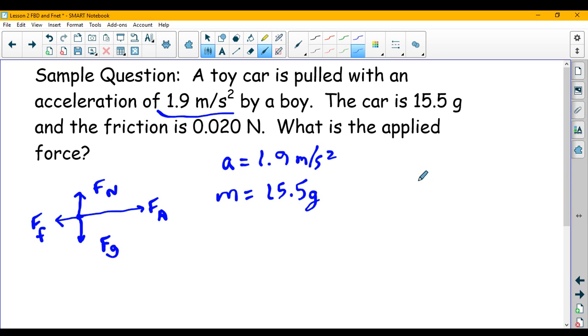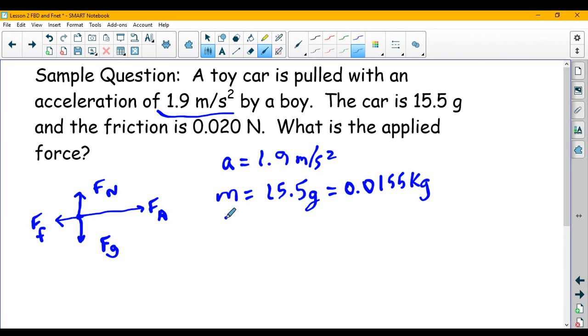It's important to realize base units for mass in physics should be actually kilograms. We do everything with kilograms, which seems strange, but that's what we do. So that means I need to take this number and convert it. I'm going to divide by 1,000 or move it 3 decimal places. So I end up with 0.0155 kilograms. Now that seems tiny, but remember we're talking about a toy car. It is supposed to be tiny. We're not talking about big masses here.